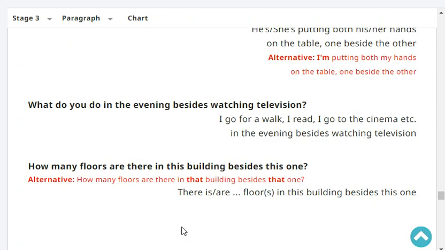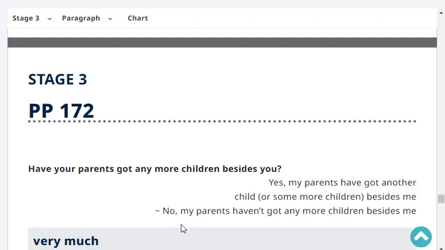How many floors are there in your building besides that one? There are 19 floors in my building besides this one. Very good. 20 total, right? Very good.